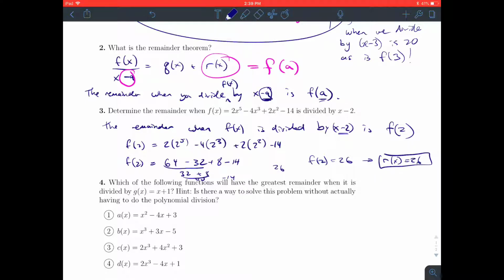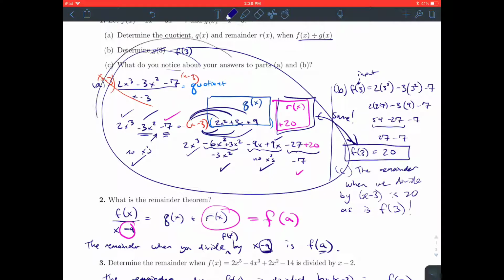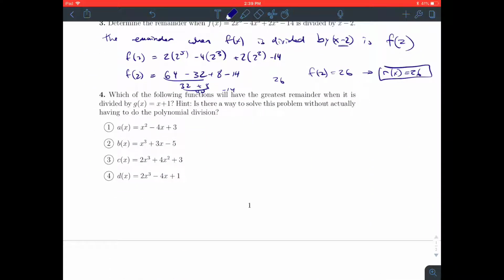So which of the following functions will have the greatest remainder when it is divided by g of x equals x plus 1? Wow, this problem would be incredibly annoying to do if we had to actually do this division process to find all the remainders. However, we know the remainder theorem, so it's much easier. In order to figure it out, we'll calculate each of the remainders by using the remainder theorem. So the remainder when we divide by x plus 1, it's going to be the opposite of plus 1. It will be a of negative 1 that will tell us the remainder.